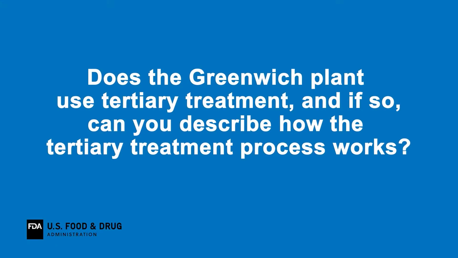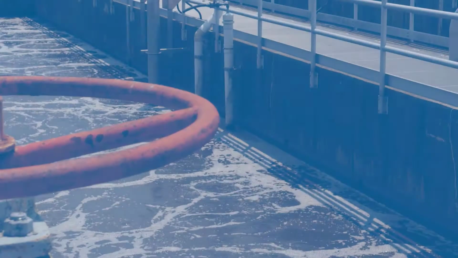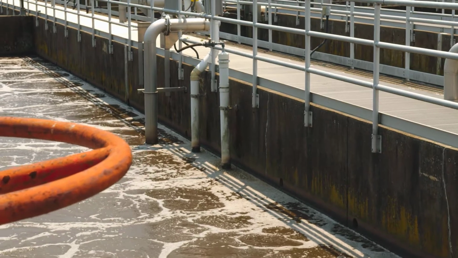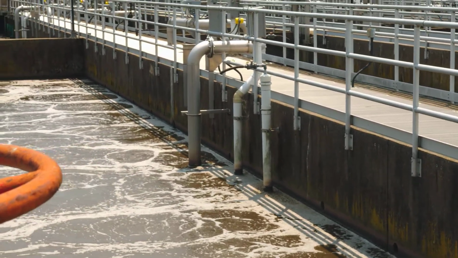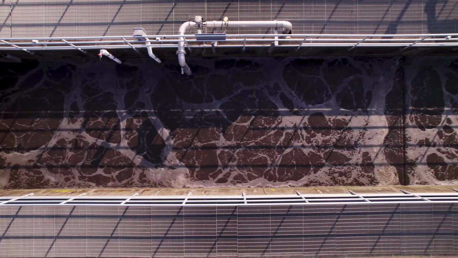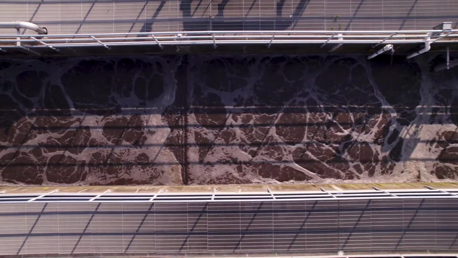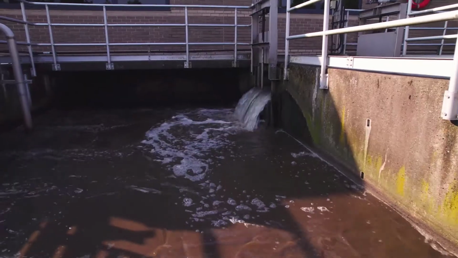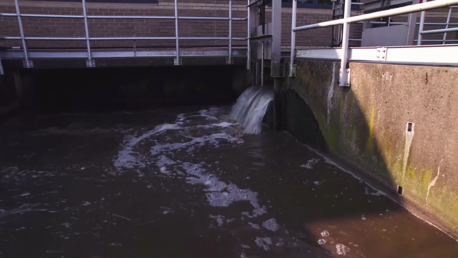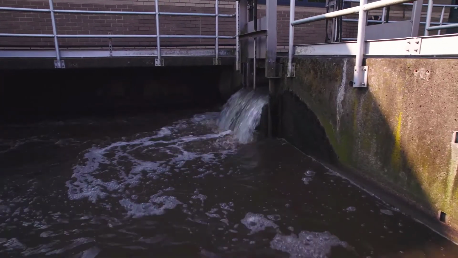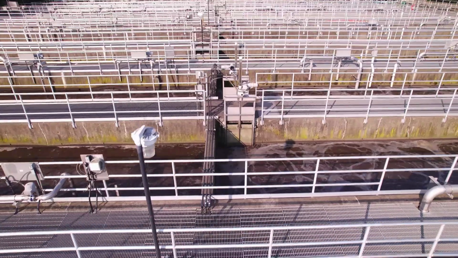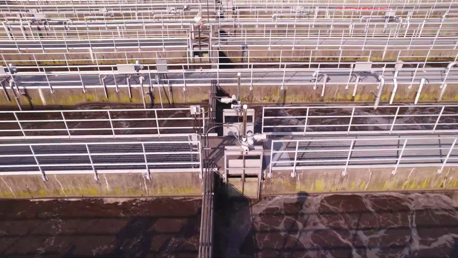So Alyssa, does the Greenwich plant use tertiary treatment? And if so, can you describe how the tertiary treatment process works? Our secondary and tertiary treatment are occurring simultaneously in the same aeration tanks, which have distinct aeration zones. Some parts of each basin provide a lot of air that support aerobic microbial activities like the removal of organic matter, which is a secondary process, or the conversion of ammonia into nitrate, which is a tertiary process.